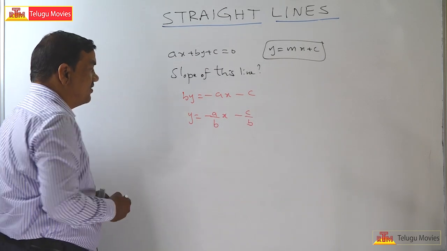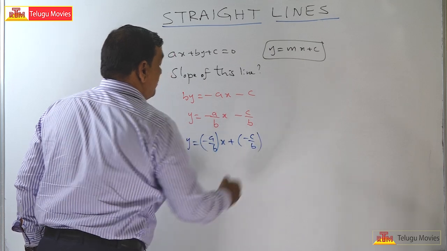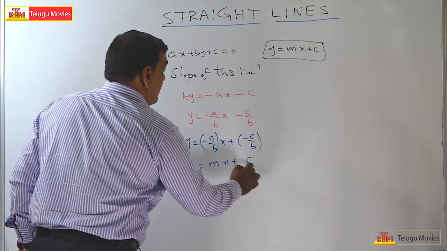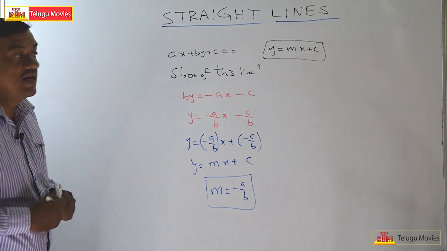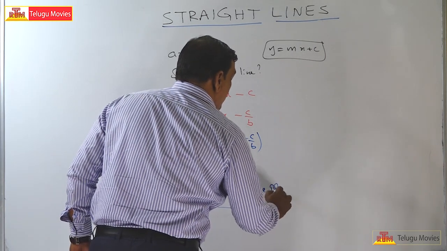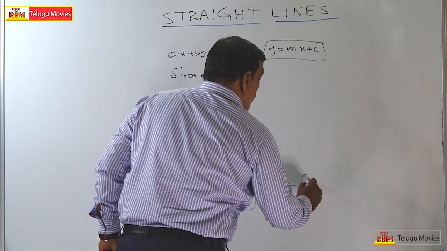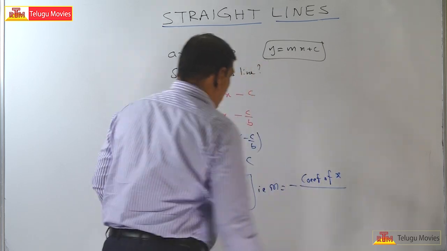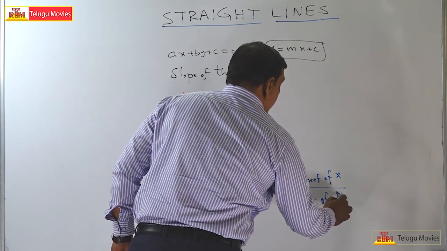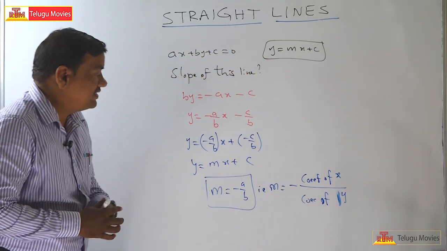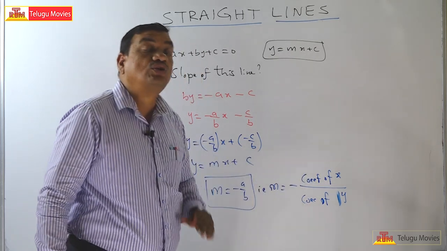Now, I will write this in the form of y is equal to minus a by b x plus minus c by b. So, this is of the form y is equal to mx plus c, therefore, m is equal to minus a upon b. That means the slope is equal to minus, whatever may be the line equation given, minus first, a means what? Coefficient of x upon what is b? Coefficient of y. So the slope of the line is the ratio of minus the coefficient of x to the coefficient of y.